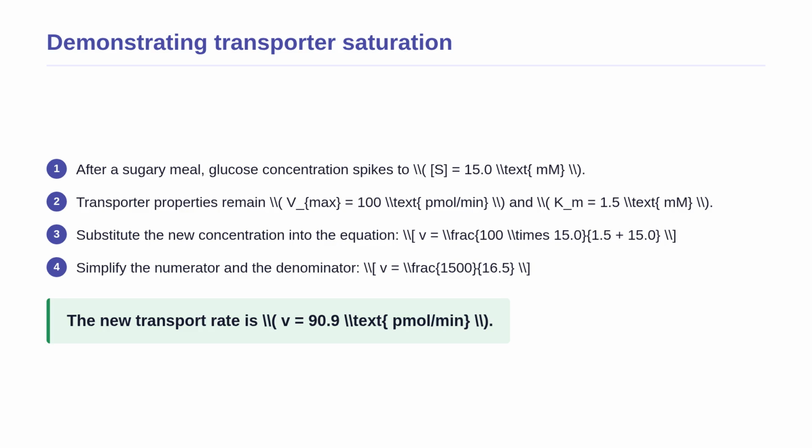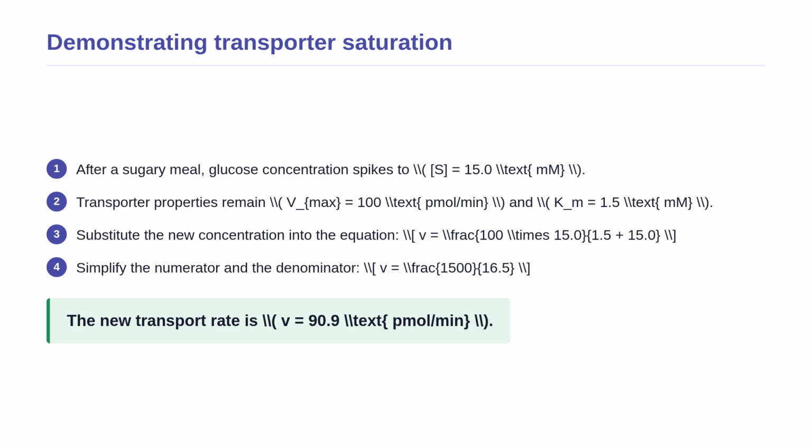Now, let us mathematically demonstrate the concept of saturation using the exact same cell. Imagine the person just ate a massive, sugary meal. The blood glucose concentration spikes dramatically to 15.0 millimolar, a 5-fold increase. The physical transporter properties, Vmax and Km, remain exactly the same. We plug our new concentration of 15.0 into the equation.